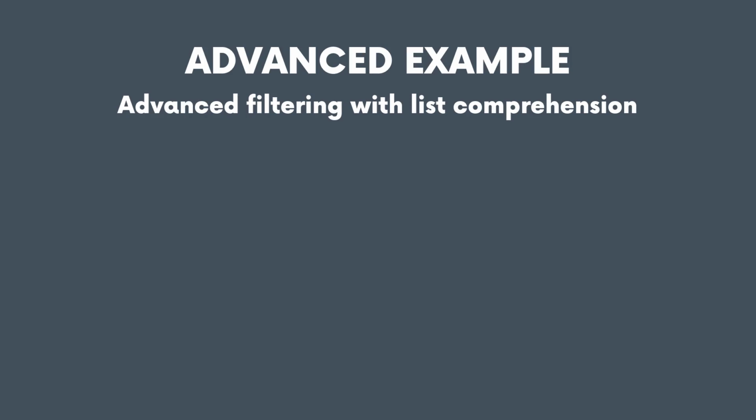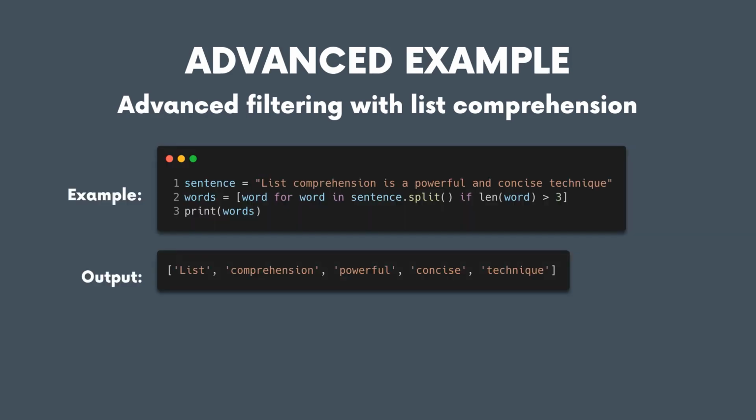Let's move on to a more advanced example. Here, we'll filter words longer than 3 characters from a sentence and create a list. In this example, we split the given sentence into words and then use list comprehension to filter out words with a length greater than 3 characters. Finally, we print the resulting list.